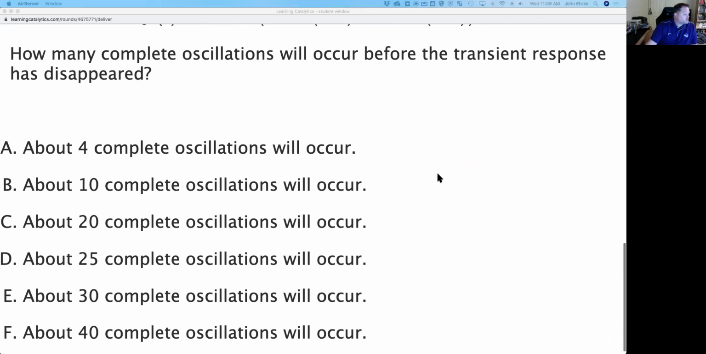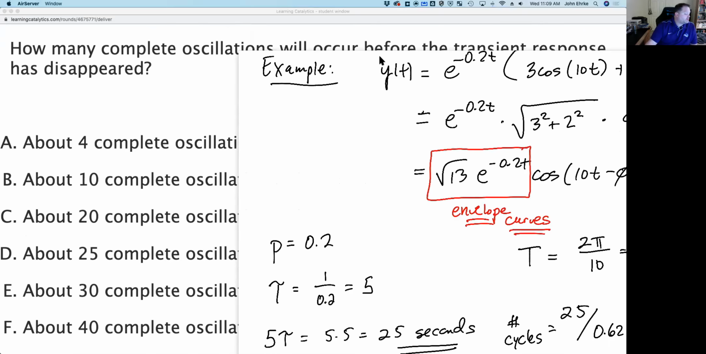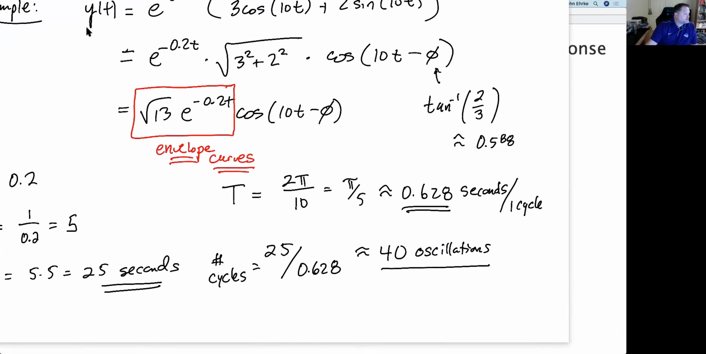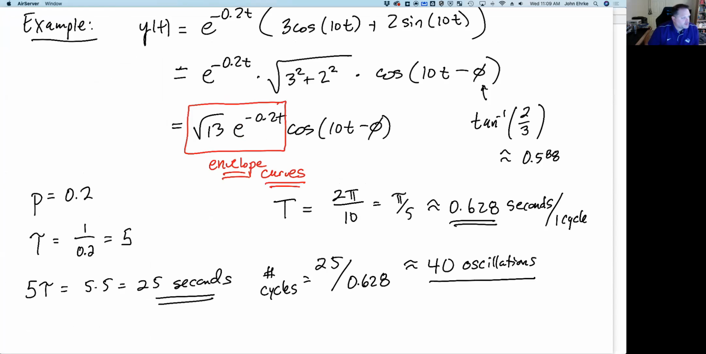So on this problem, you should have had 40 complete oscillations. I'm going to give you all credit for any learning catalytics questions that we go over today, because we would have normally gone over them in class, and I don't feel like it's right for you to get points counted off or not be able to earn bonus points because I'm having to do it this way. So I'll give you credit for the learning catalytics questions that we missed during this time.